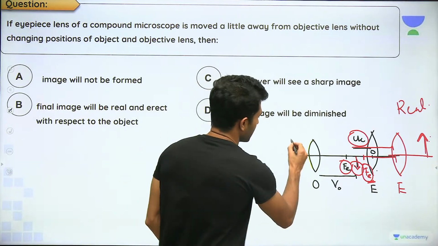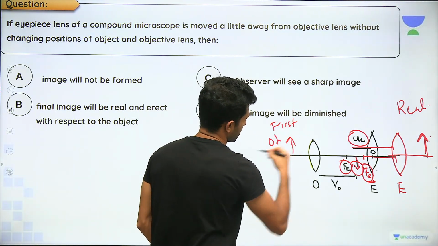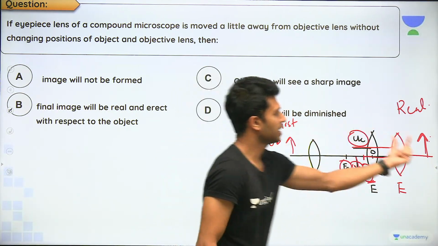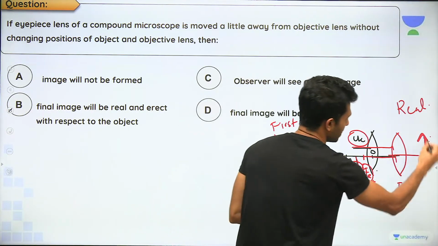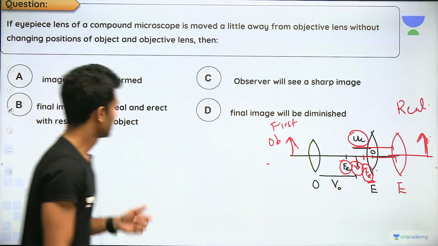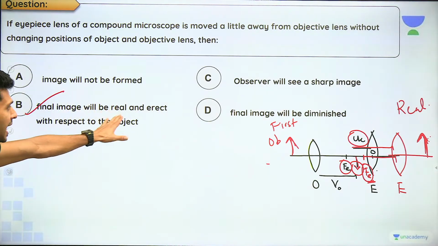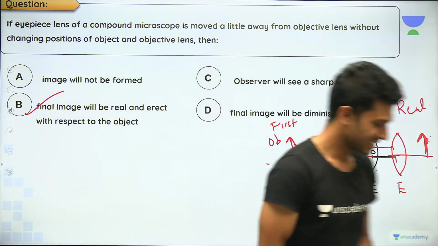देख ले, this was our first object, है ना? And look at the very final image. Aren't they erect? Aren't they pointed along the same direction? Yes. So which option? Option B. Final image will be real and erect with respect to the initial object. Bas? Simple.